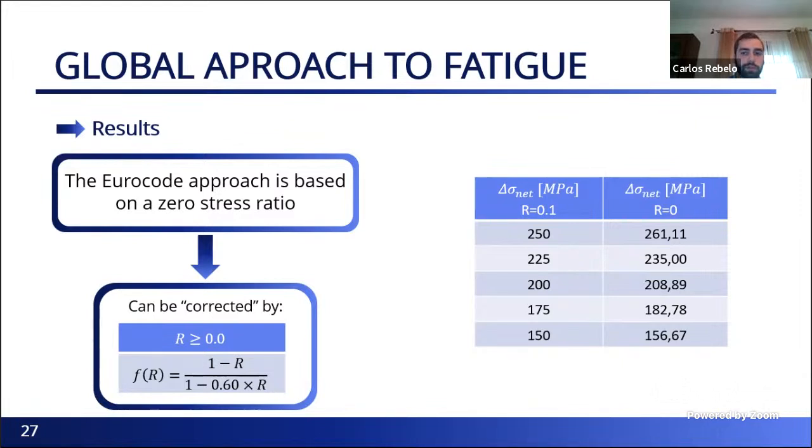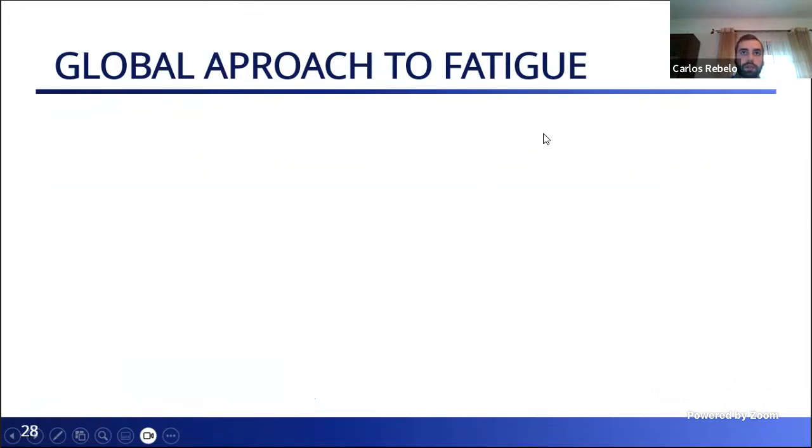Taras and Greiner proposed a method for correcting the stress ratio values. For cases where the stress ratio is higher than 0, the correction factor is calculated by this equation. The stress value is then divided by the correction factor, thus determining the stress value for a 0 stress ratio. The normalized stress values are presented here in the second column of this table.